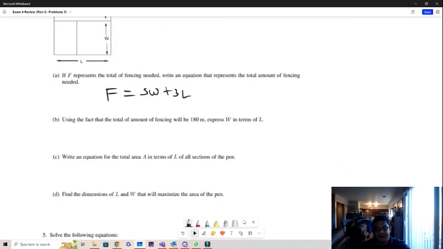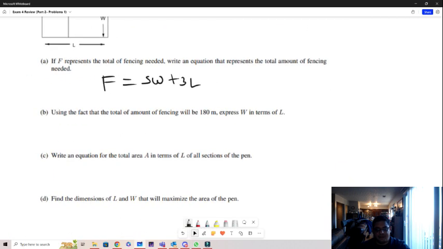Now, using the fact that the total amount of fencing should be 180, they're telling me 180 is 5W plus 3L. Let's express W in terms of L. They're telling me to solve for W. So 180 minus 3L, over 5, will be W.